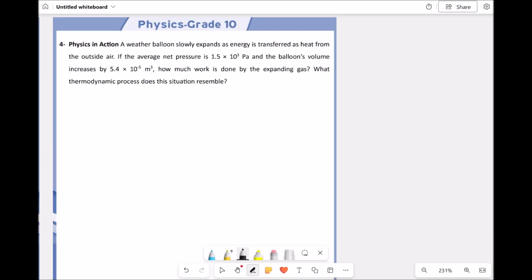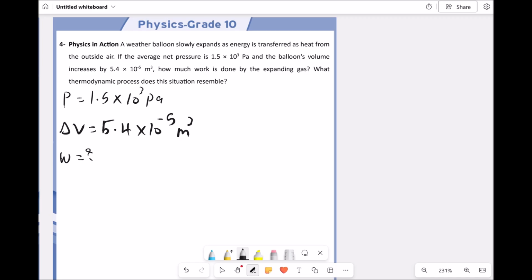We have question 4. A weather balloon slowly expands as energy is transferred as heat from the outside air. If the average net pressure is 1.5, so pressure is equal to what? It is equal to 1.5 times 10 to the power of 3 Pascal. And the balloon's volume increases, because you only have one volume, so this is going to be delta V. It says the balloon increases by 5.4 times 10 to the power of minus 5 meter cubed. How much work is done by the expanding gas? So we already know that the gas is expanding, so this is going to be work done by the gas. So work is equal to what?